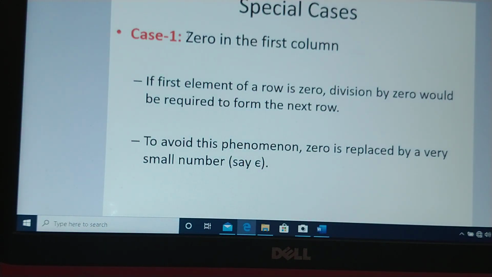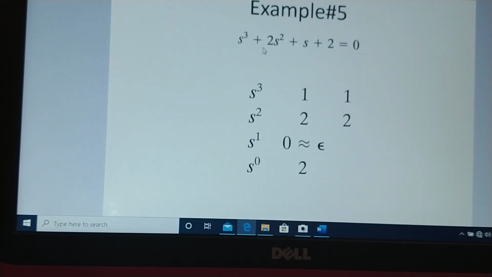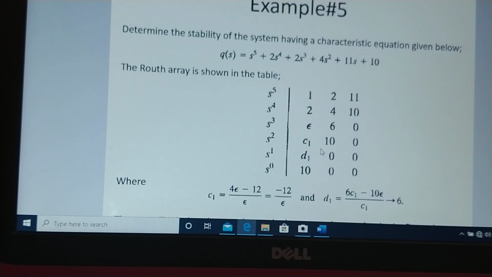Case 1, 0 in the first column. If first element of a row is 0, division by 0 would be required to form the next row. To avoid this phenomena, 0 is replaced by a very small number, say epsilon, and this epsilon is tending towards 0. Example 5. S cube plus 2s square plus s plus 2 equal to 0. Again, writing the same way, 1, 1, 2, 2. But this 0 we have taken approximated as epsilon.